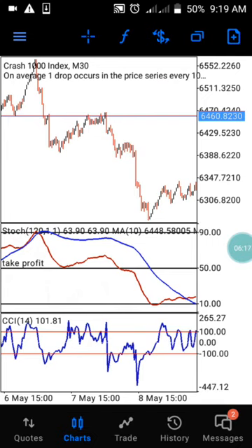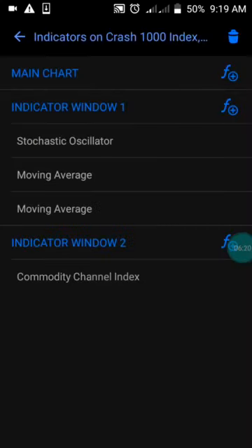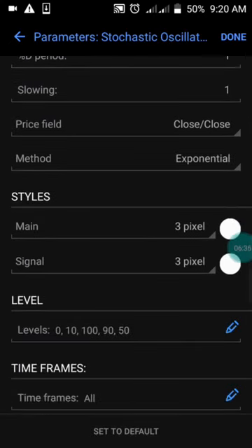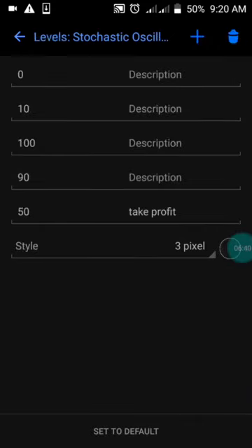So let me show you the settings of this strategy. We have the window one, just only the indicator window one. We have the stochastic oscillator, the K period of 120. We have the D period of 1, and we have the slowing, and we have close. You see now. So you just screenshot it. We have the levels to be like this. Just screenshot it as I'm opening it. So you press on done.